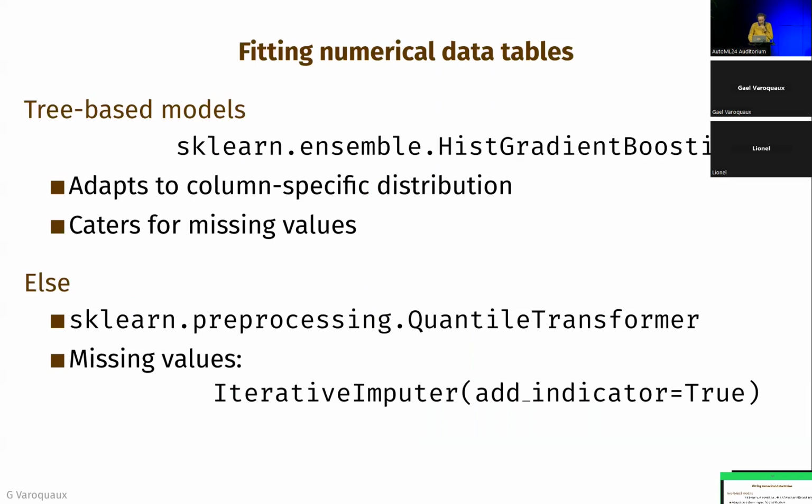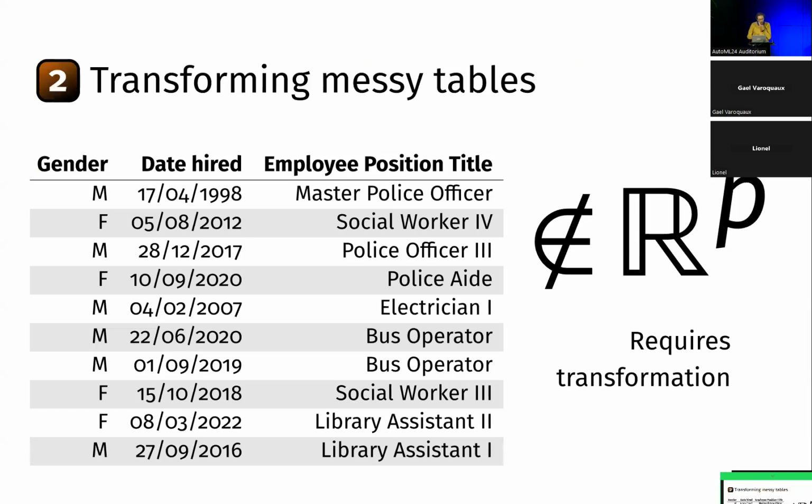Okay, so my recipes for fitting numerical data. So you've guessed, I tend to use trees a lot. They cater for missing values. But if you don't want to use trees, you need to do preprocessing that makes the distributions more regular, and you might need to impute missing values, but that might be costly. There are better ways of doing things than iterative imputer, but they might also have convergence challenges, so they're not in scikit-learn.